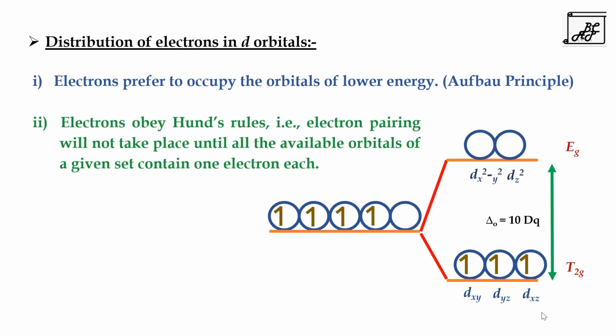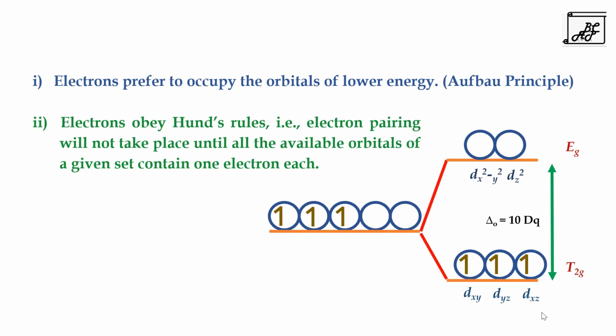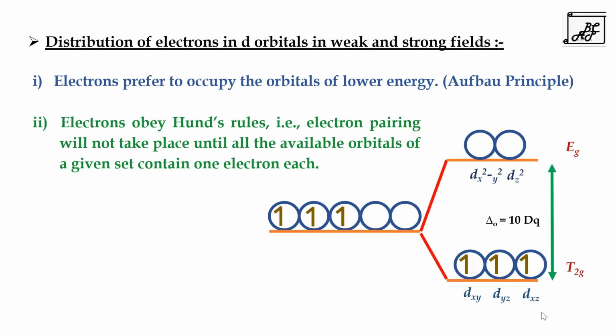For the 4th electron, we have to follow the second rule, that is Hund's rule. It says that electron pairing will not take place until all the available orbitals of the given set contain 1 electron each. Now we can see that all the 3 orbitals of the t2g set contain 1 unpaired electron, and now the 4th electron will get paired up in the t2g orbital according to Hund's rule. To study the Aufbau principle and Hund's rule in detail, click on the link above and watch my earlier video, Electronic Configuration. Still, about the 4th electron, there is a question in our mind whether this electron will get paired up in the t2g orbital or it can go into the eg orbital as an unpaired electron.